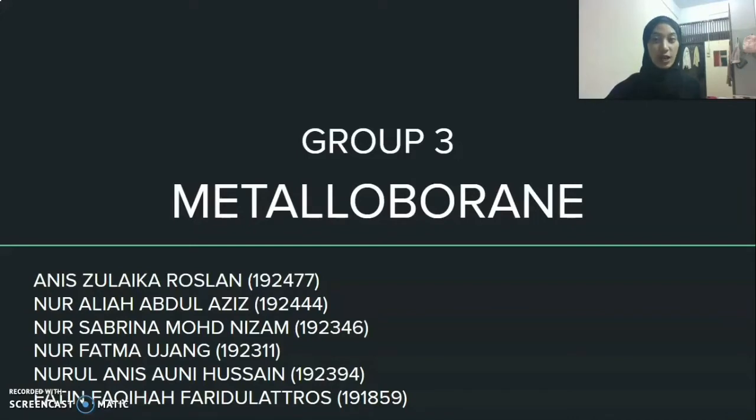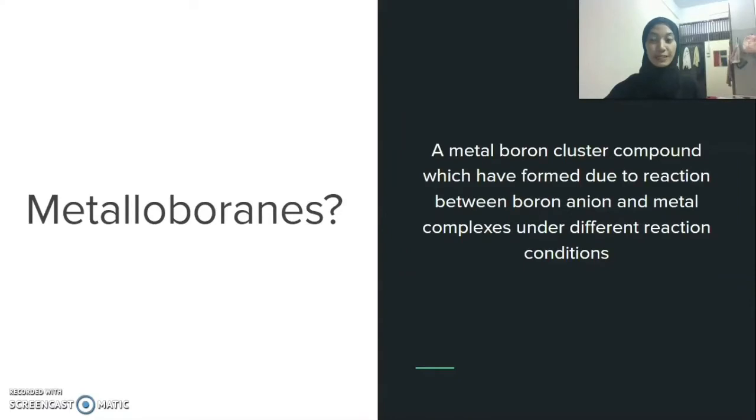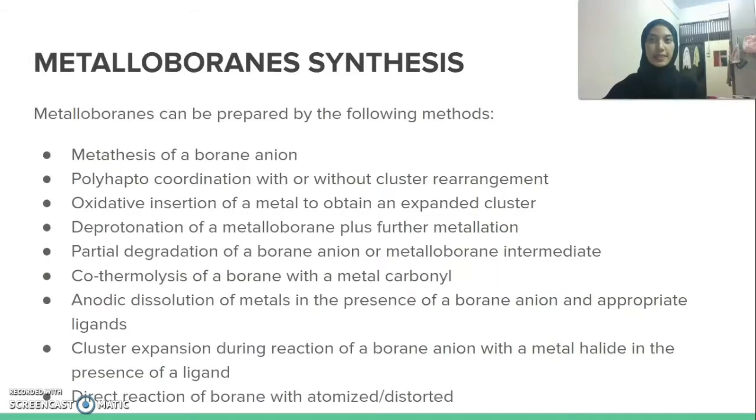So today, our group will present about metalloborane. So what is metalloborane? Metalloborane is a metal boron cluster compound which is formed due to reaction between boron anion and metal complexes under different reaction conditions. There are many approaches used to prepare the metalloborane. It can be prepared by the following methods, but we are going to focus on the first four methods.